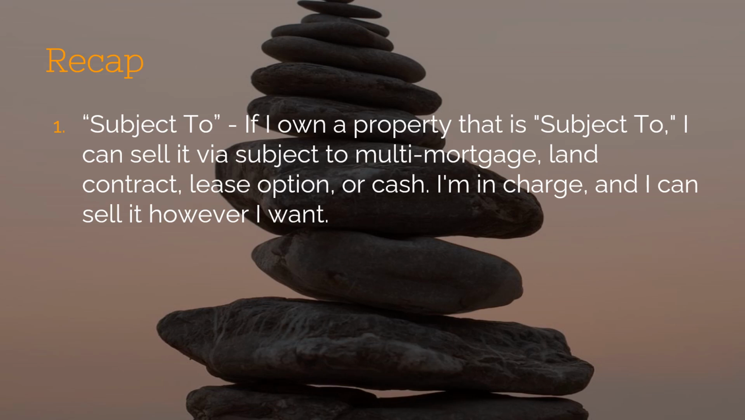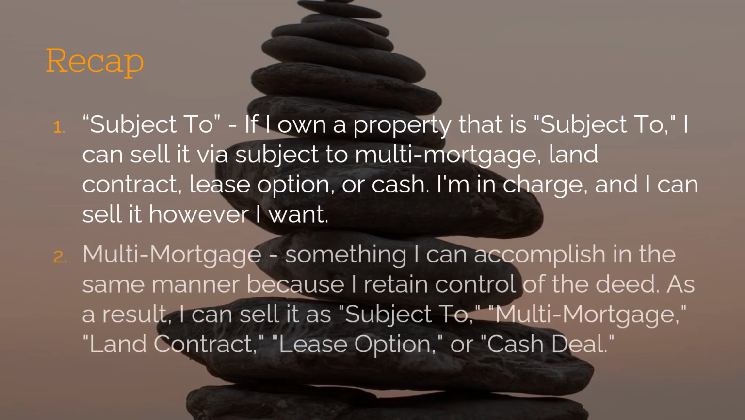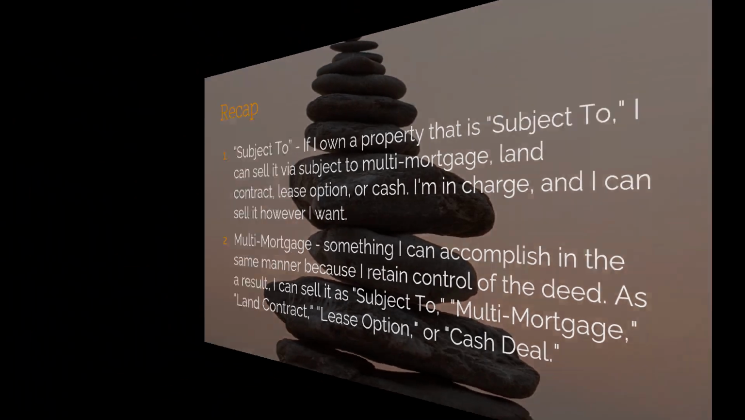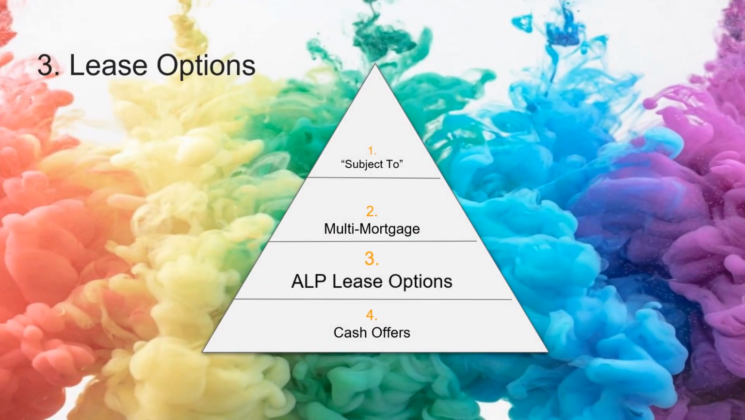The following stage, multiple mortgages, which is subject to plus a note, is something that I can accomplish in the same manner because I can retain control of the deed. As a result, I can sell it as a subject to or multi-mortgage or land contract or lease option or a cash deal. The lease option is the third in the hierarchy of the zero down structure.